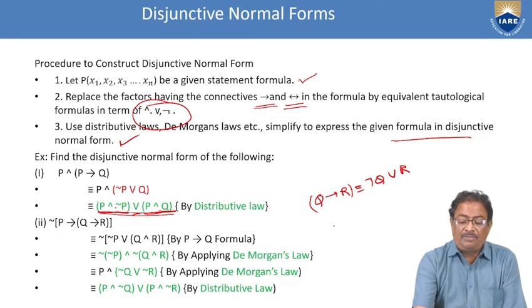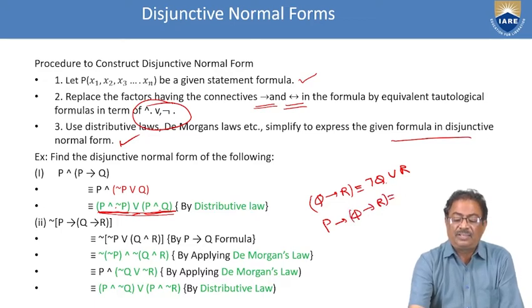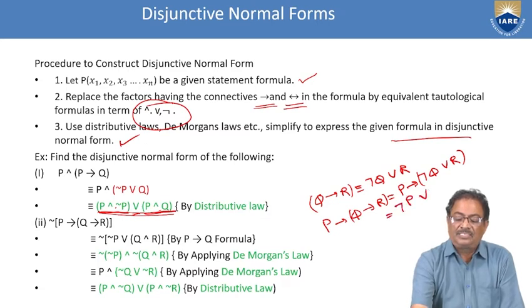So now another one is P → (Q → R). So this we are taking as equivalent to this. So if P then (Q → R). So once again we take the equivalent form: negation P or (negation Q or R).